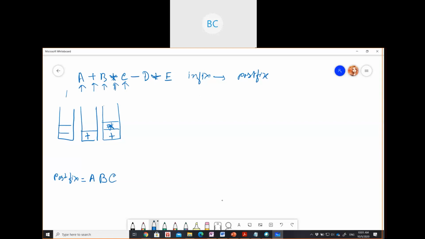Next we move again, then we get an operator. Now we have a minus symbol. So we will compare it with the plus sign and the multiplication sign here.